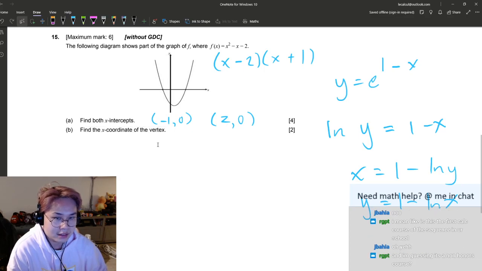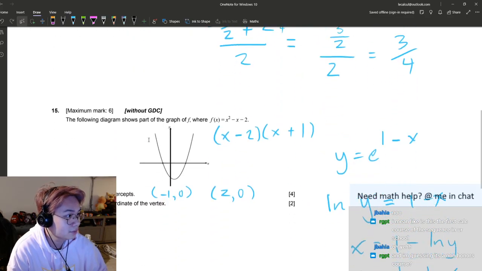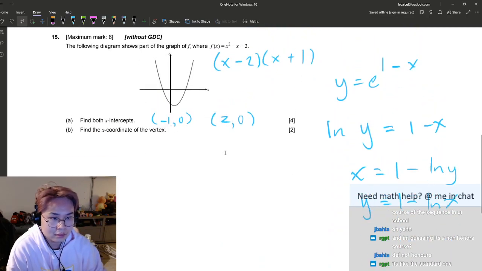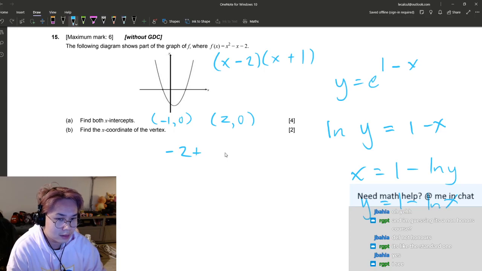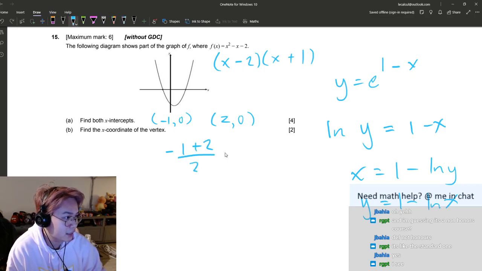And then we need to find the x-coordinate of the vertex, so this is exactly like this question. We know the vertex needs to be in between negative 1 and 2, which is like 0.5, but let's just show the math. Let's add the x values together and divide by 2, so then that's 1 over 2.